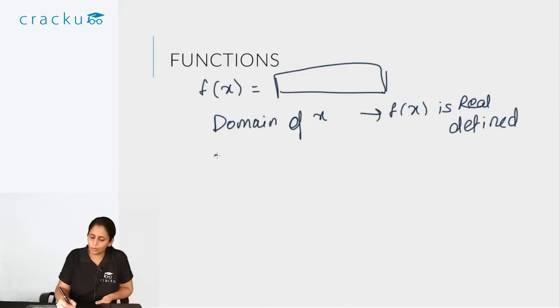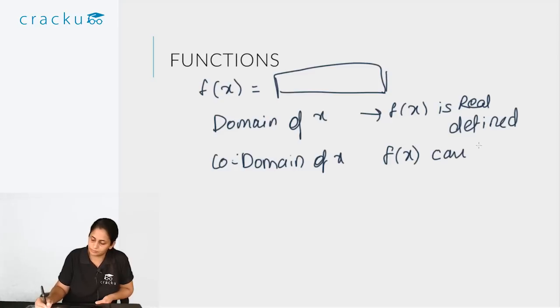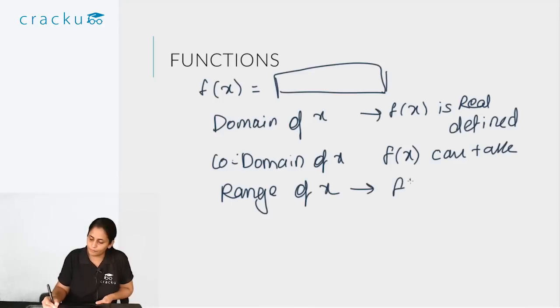What is the codomain of x? Codomain of x is essentially all the values f of x can take. And what is the range of x? Range of x is essentially all the values of f of x given the domain.